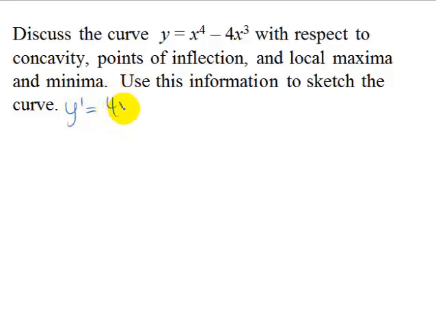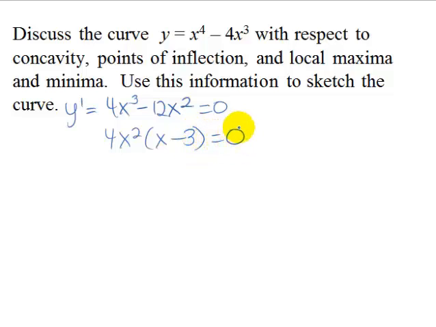That's going to give us 4x to the third minus 12x squared. Because this is a polynomial function, it's differentiable everywhere, so the derivative will never be undefined, but we can figure out where the derivative equals 0 to find our critical points. So I'm going to factor out a 4x squared, and that'll leave me x minus 3. So it looks like we've got critical points at x equals 0.